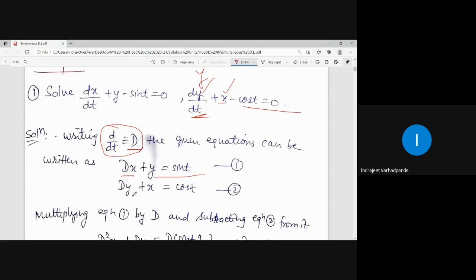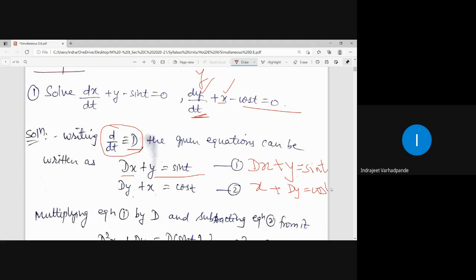That means x below x and y below y, so that it is convenient for us to eliminate and decide by which term we should multiply and get the answer. So Dx plus y is equal to sin t, and secondly, it will be written as x plus Dy is equal to cos t.